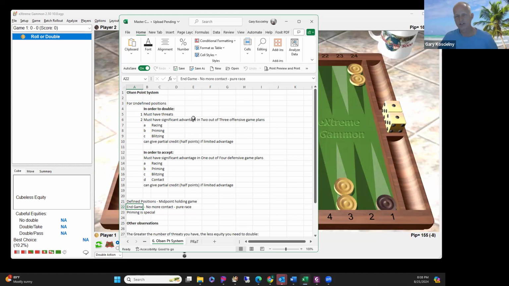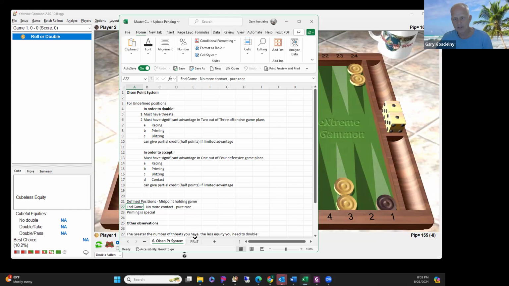The second part of the system is you must have a significant advantage in 2 out of the 3 offensive game plans. And the game plans are racing, which is just pip count essentially, priming, or blitzing. And you can get partial or half points if you have some advantage, but it's not overwhelming. Now, in order to take a cube, you have to have an advantage in one of the game plans. And there's an extra game plan for the defensive side, and that's contact. Contact essentially means having an anchor. And so that's the take.